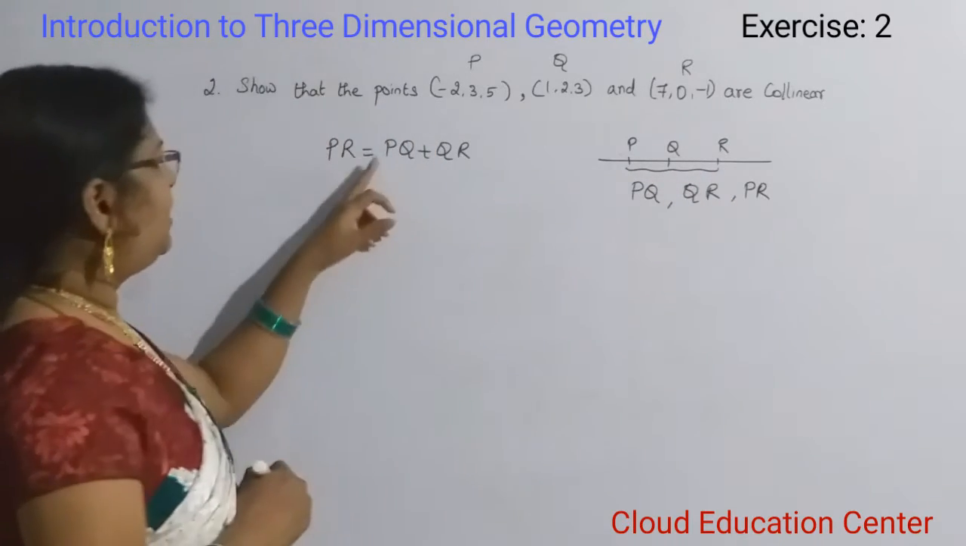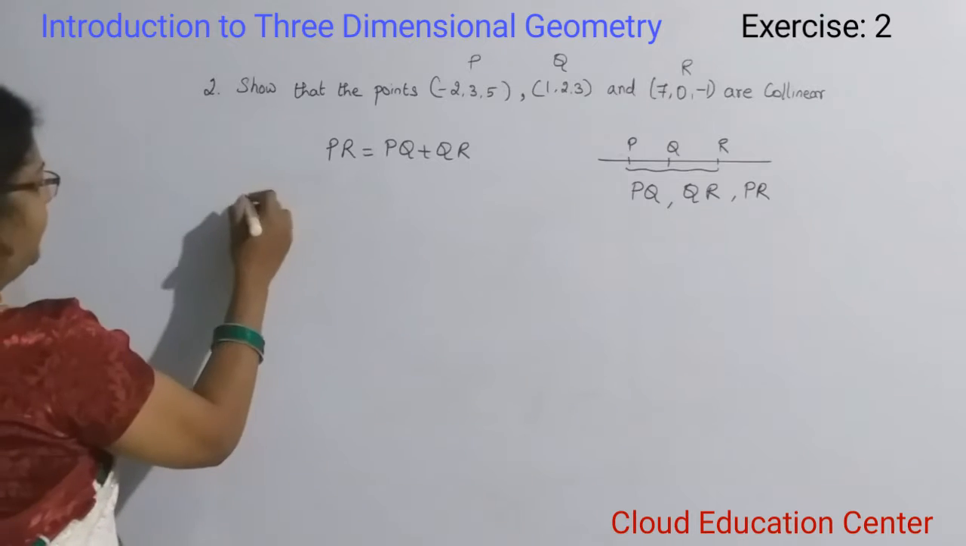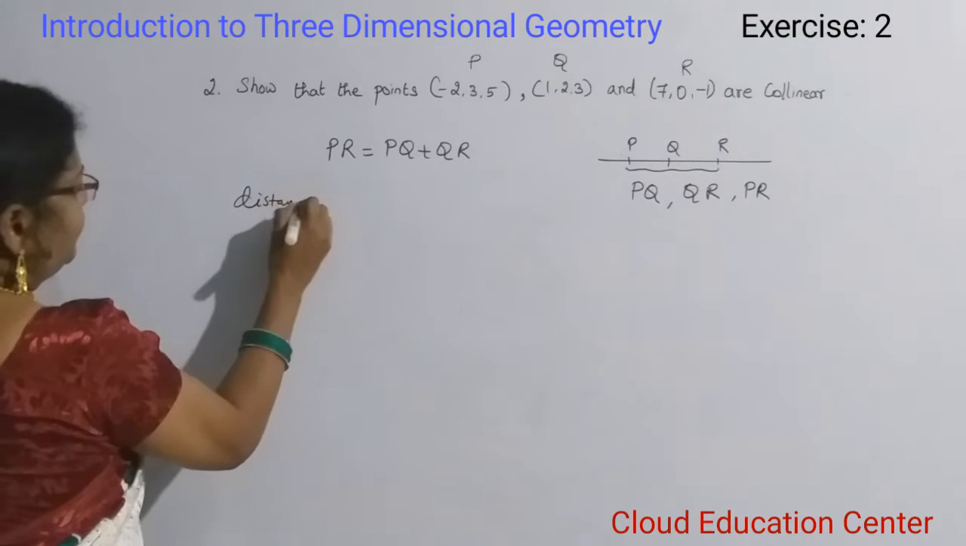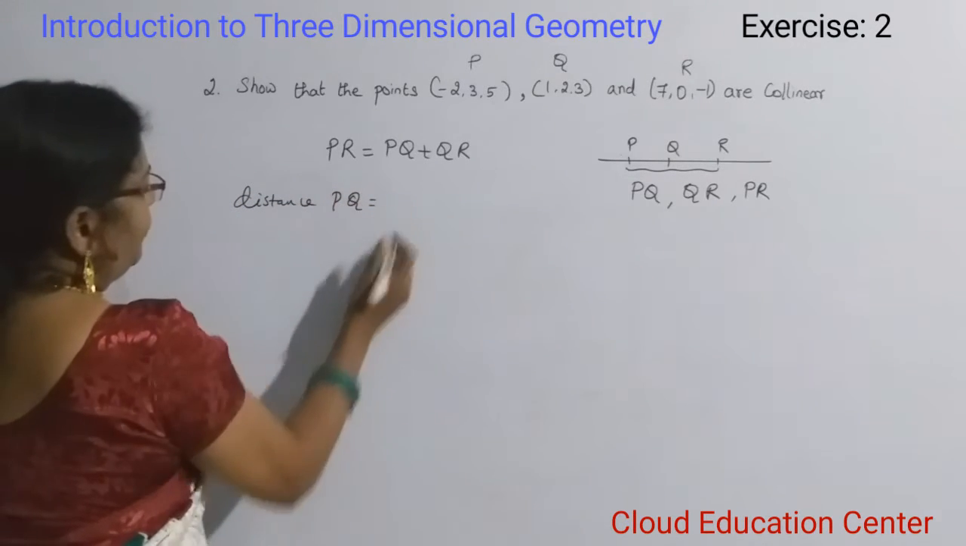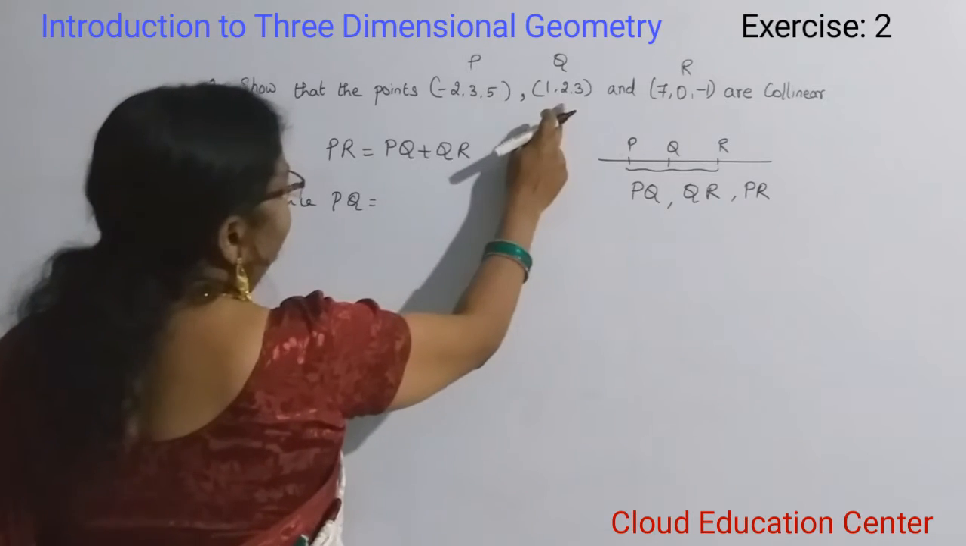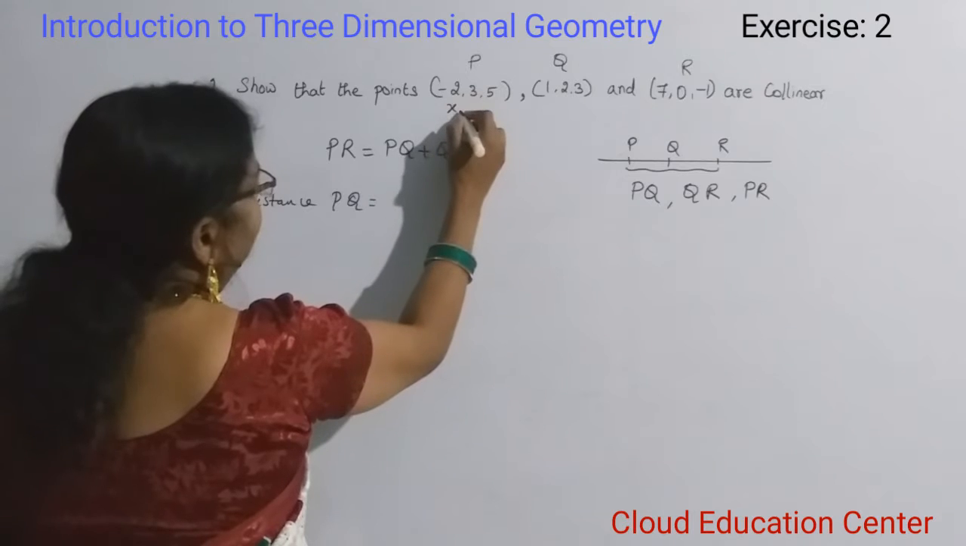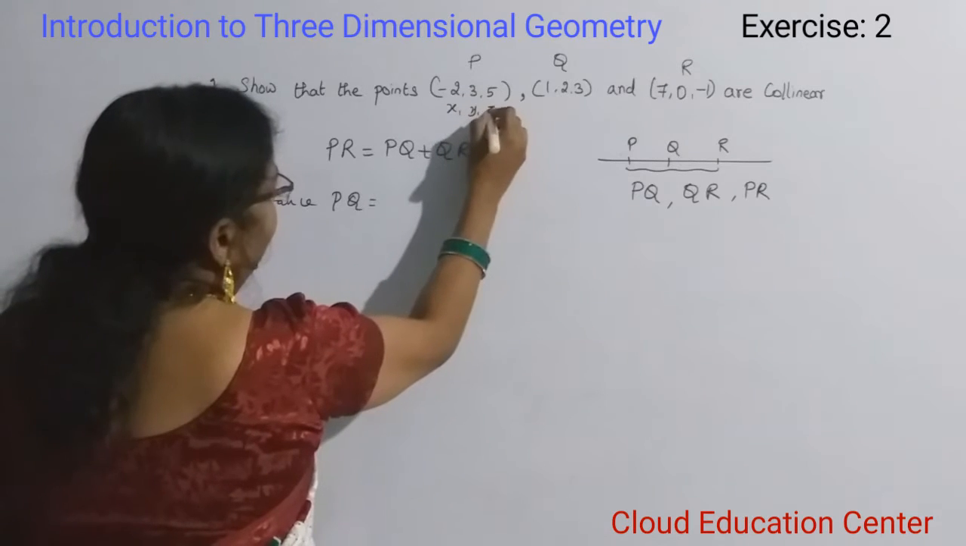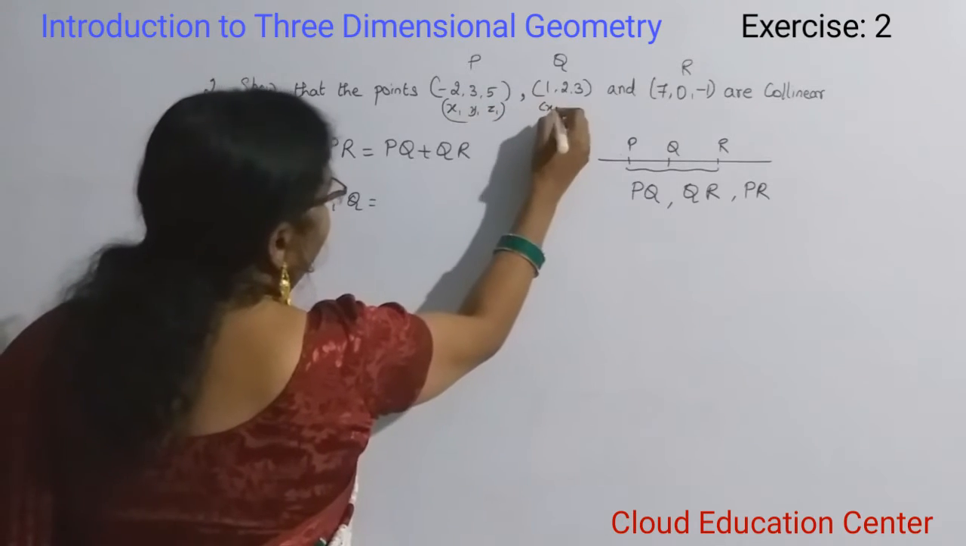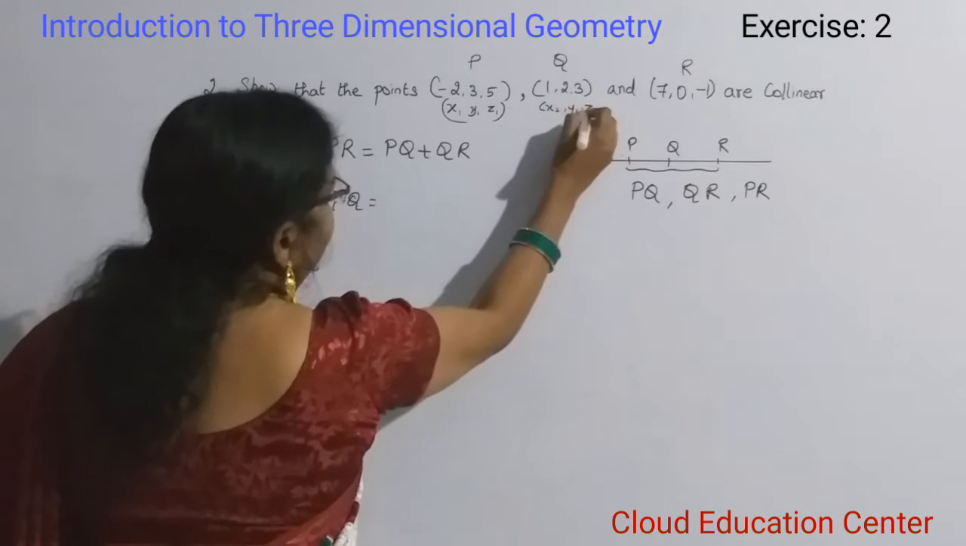So first we'll find the PQ distance. Distance between PQ points: here we'll take the P and Q points. We are going to find the distance between these two points. First we'll refer to this as X1, Y1 and Z1, and this as X2, Y2 and Z2.